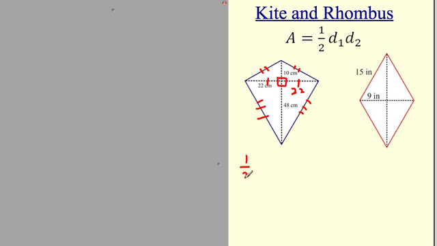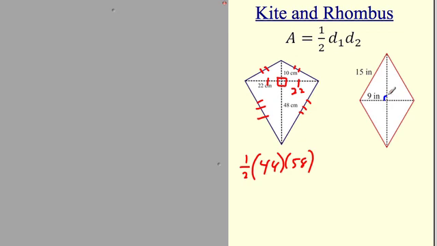So this is just a plug and chug. 1/2 diagonal 1. So we can say 22 plus 22 is 44. Then if I do the other diagonals, what? 58, 10 plus 48, 58. So just fill that out and you're good to go. Awesome.